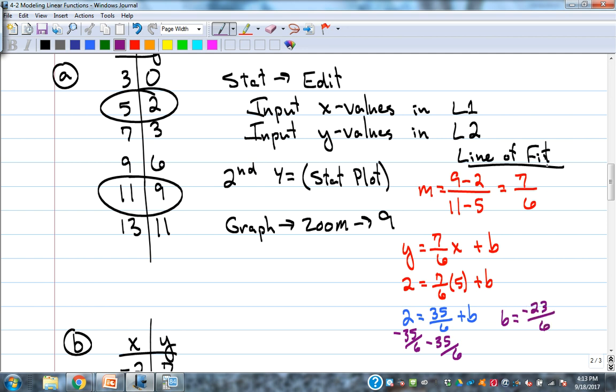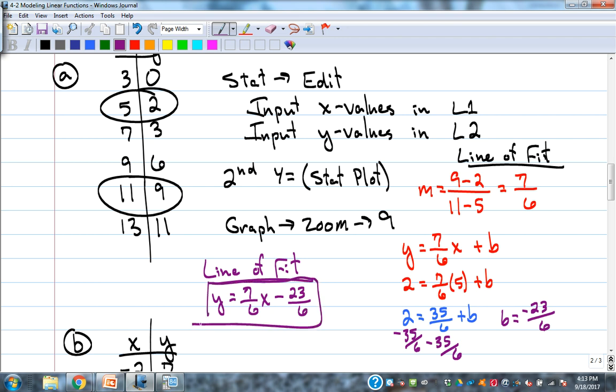So my line of fit equation for this problem is Y equals 7 over 6 X minus 23 over 6. That's the line of fit.